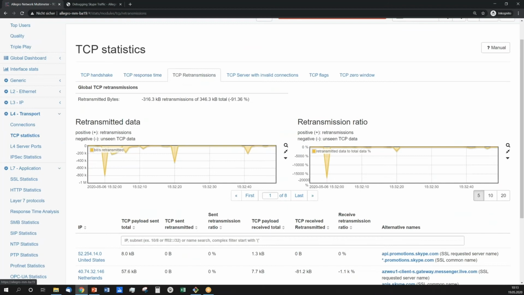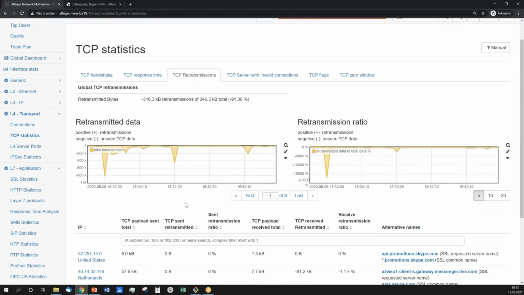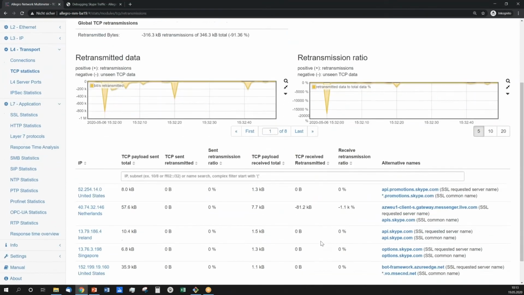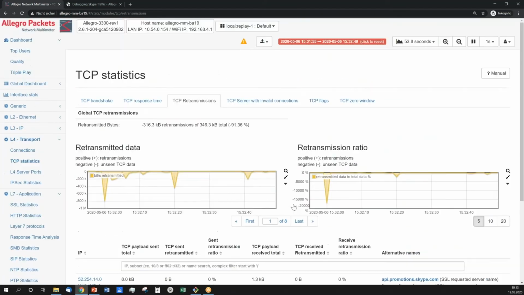Again, TCP retransmissions are also a very good value. Oh yes, I'm working on a development preview right now for a few features I will show you later, where we have a bug which shows us negative values. But in this case, we see one negative value. The rest are all 0. So I had quite a good connection to the Skype service.